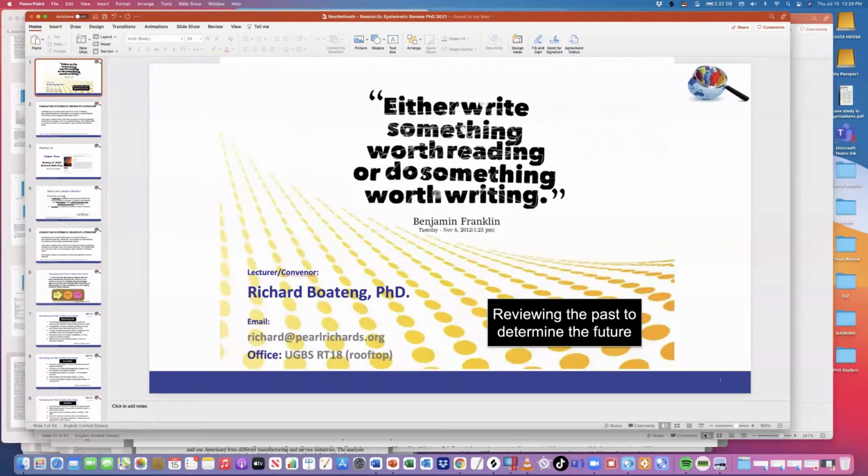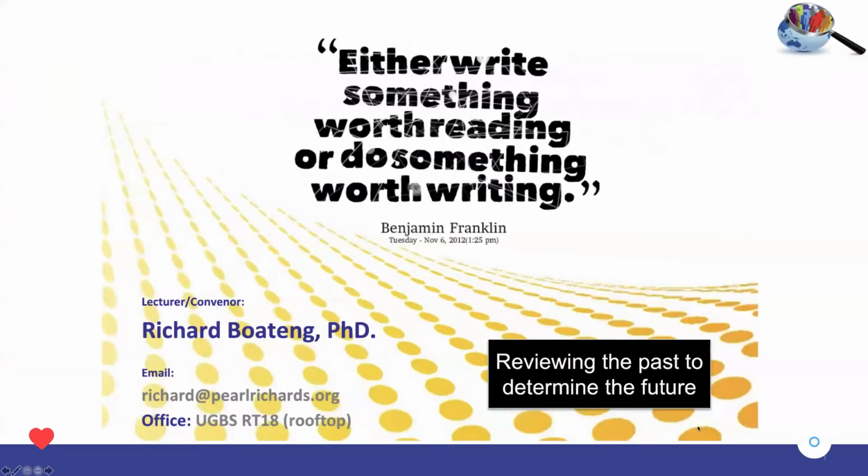Okay, so ladies and gentlemen, we are back to doing systematic review, reviewing the past to determine the future. This is one of your exam questions for this part. In fact, the actual exam question for this particular course, UGBS 702, Advanced Quantitative Research Methods. So thank you very much to the audience.